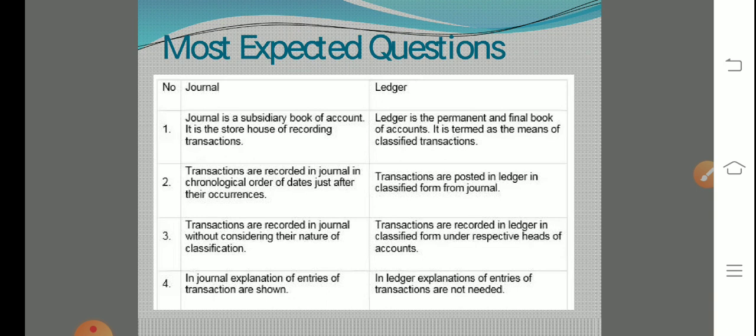In journal, explanation of entries of transaction are shown. In ledger, explanation of entries of transaction are not needed. As you know, in journal all the entries are journalized. So in that, what will happen is that you are writing, so you have to give the complete detail, otherwise other person will not know how it is, what type of entry it is. But in ledger already you are posting the things in a classified way, so there is no need to write the explanation. So let's move to next question.